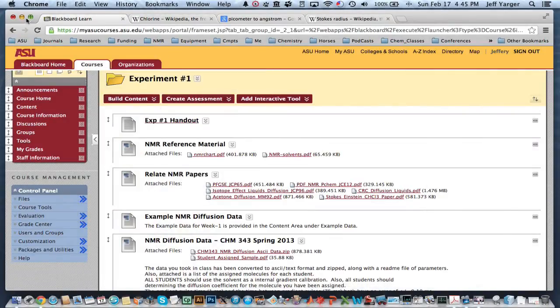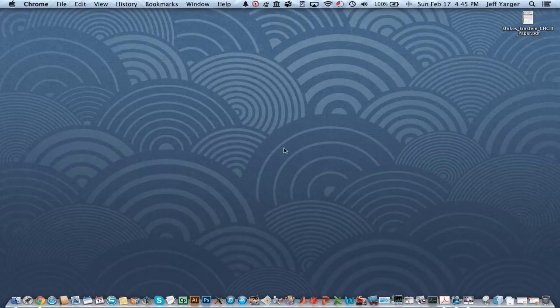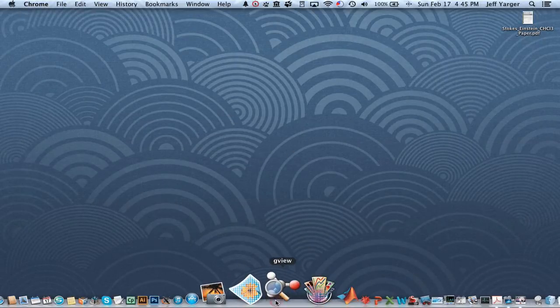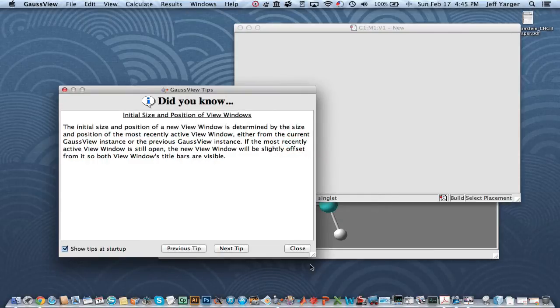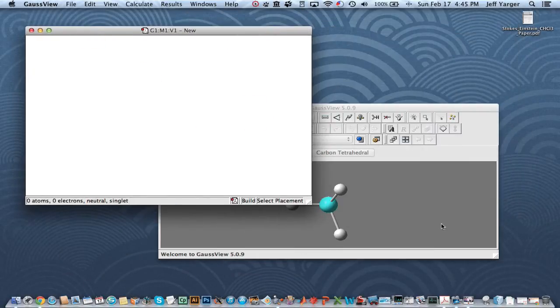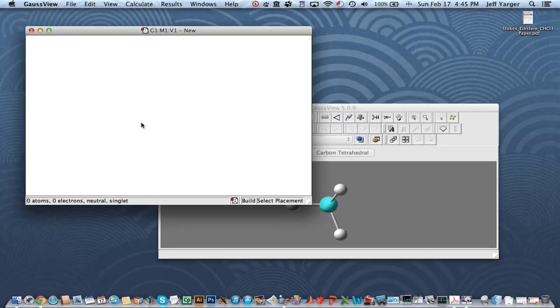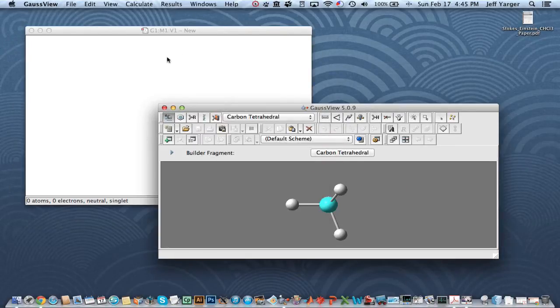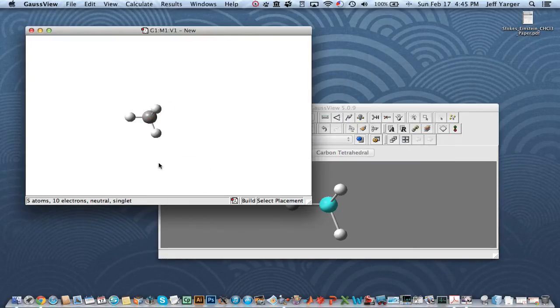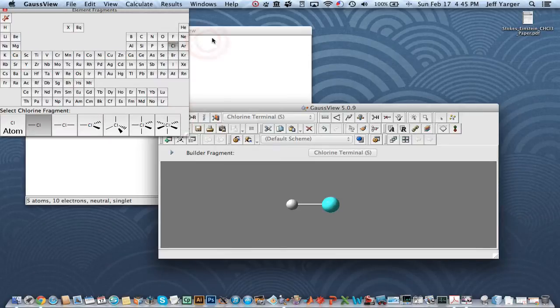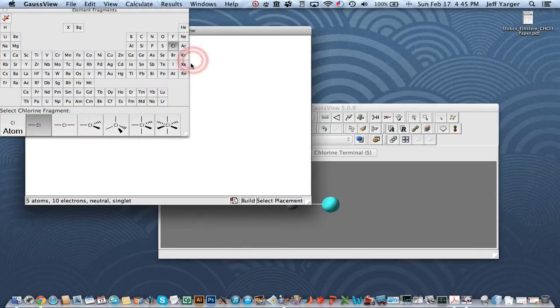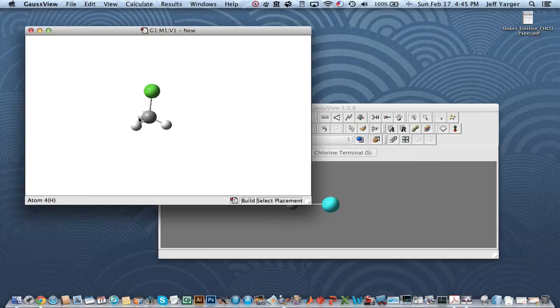Okay, so with that in mind, the way I typically estimate the Stokes radius of any molecule is using Gaussian. I use GaussView 5 that's linked to Gaussian 09. Quickly draw a chloroform molecule. I start with a tetrahedral carbon, so this is methane. I'm going to add chlorine fragments to three of the sides.